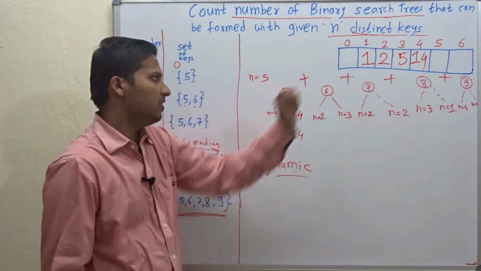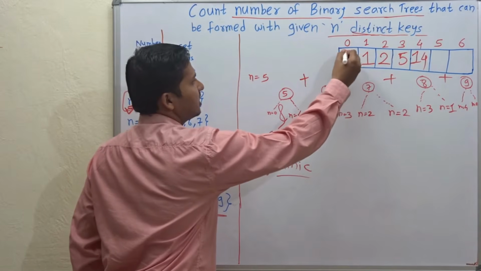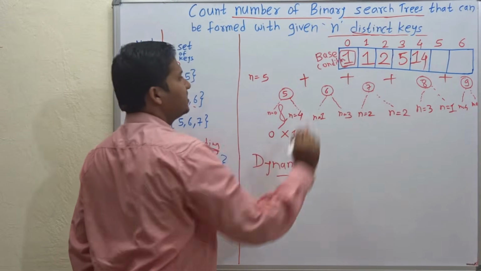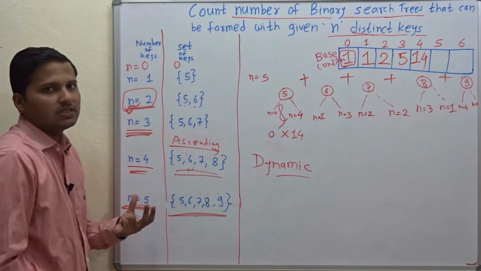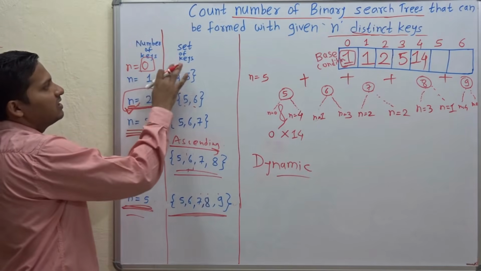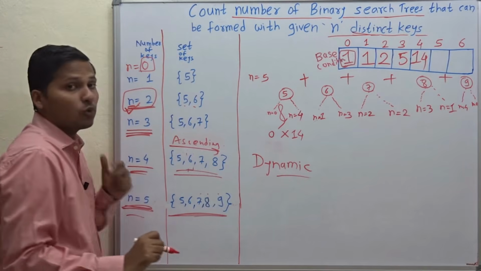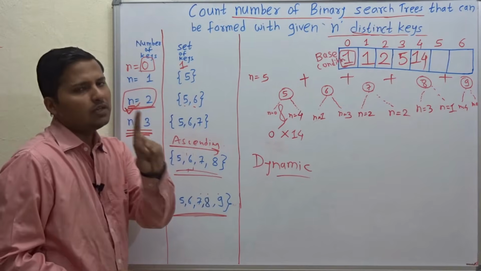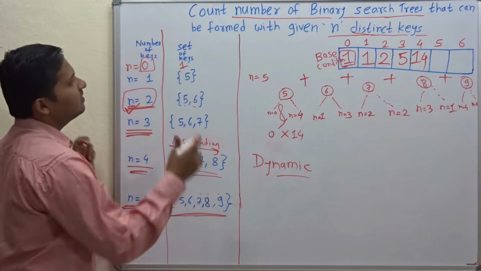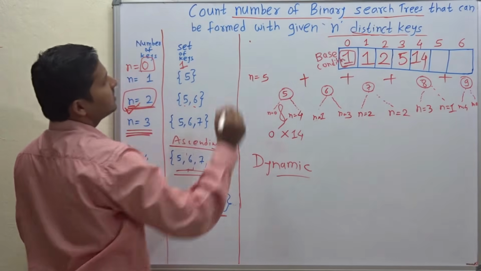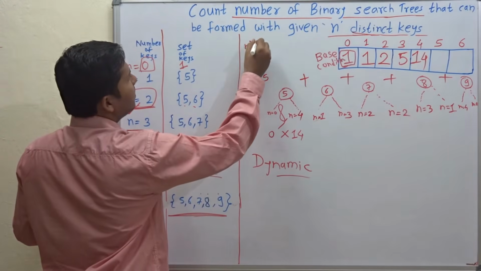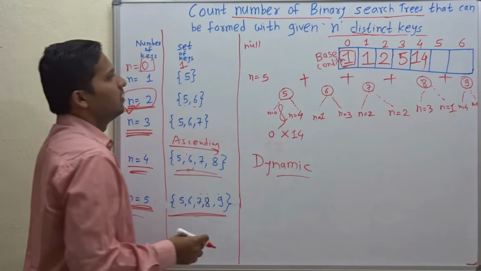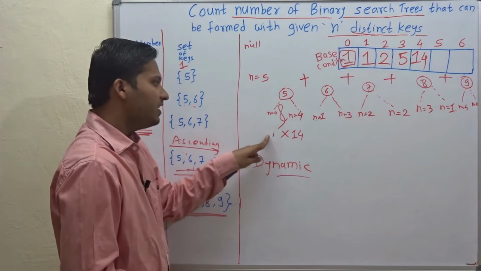See, this is the base condition, and this is hypothetical because there cannot be a binary search tree with 0 keys. But just for our convenience, just for our programming, we write as for n equal to 0, there will be one binary search tree. And you can say that that binary search tree is a null binary search tree, and you can count it as one binary search tree. So that is the base condition. Now we can write 1 here.